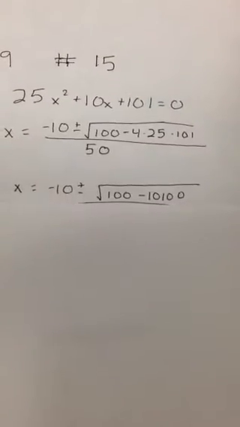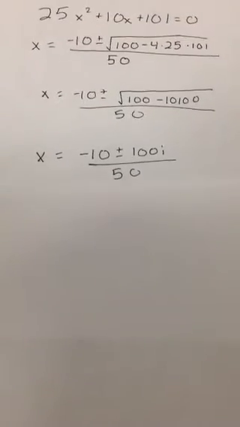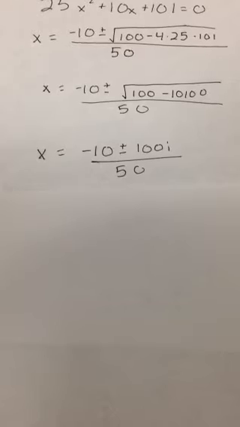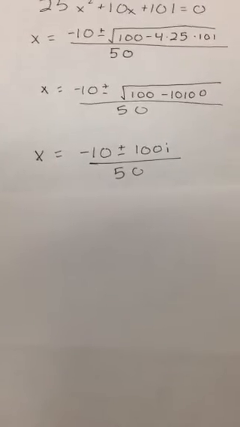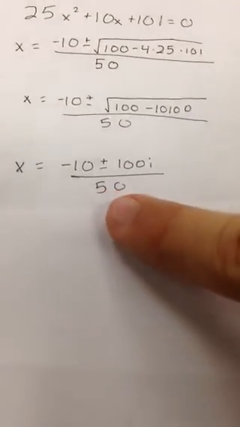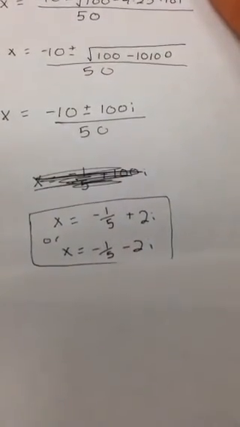From here we're going to simplify inside the square root first, which will give us plus or minus 100i. It's going to be i because we're taking the square root of a negative here. This is the square root of negative 10,000. Then we divide by 50, so you got negative 10 divided by 50, which is negative 1/5, plus or minus 100i divided by 50, which is 2i.